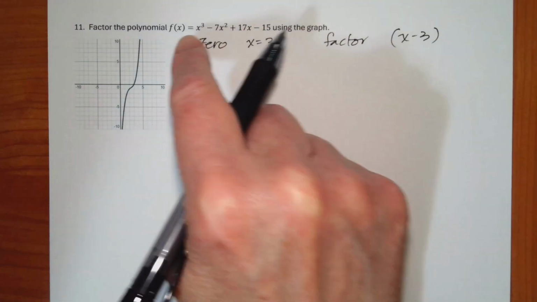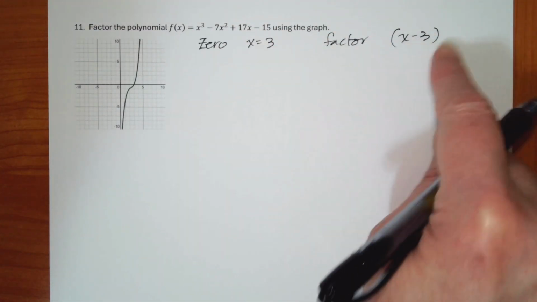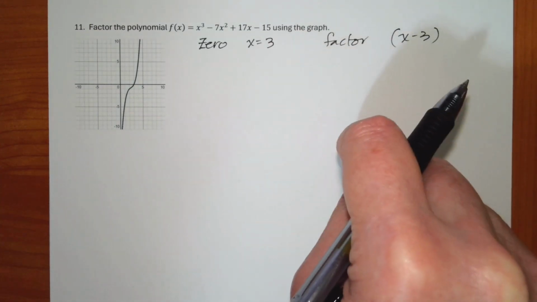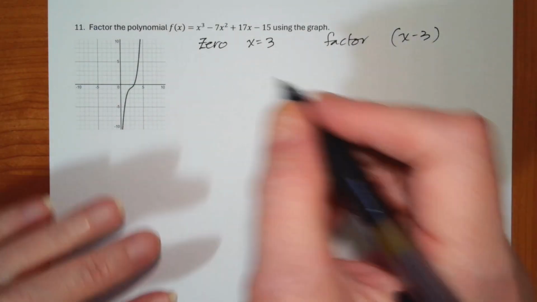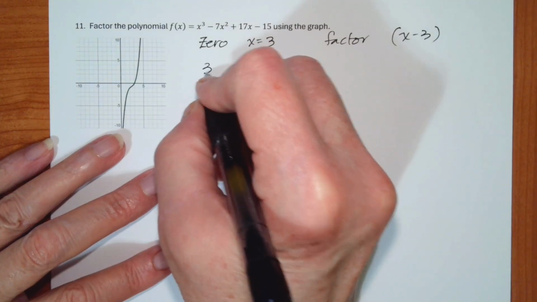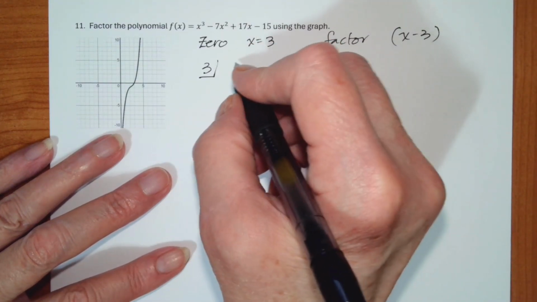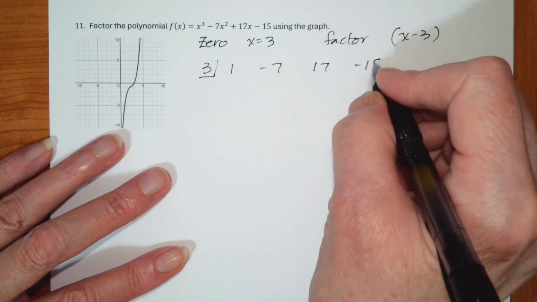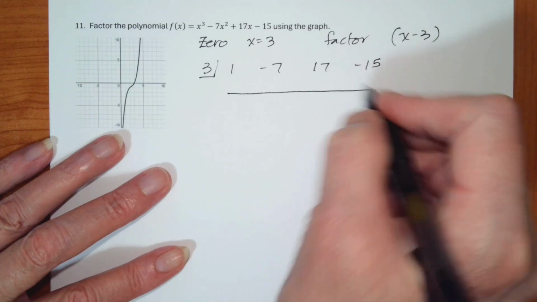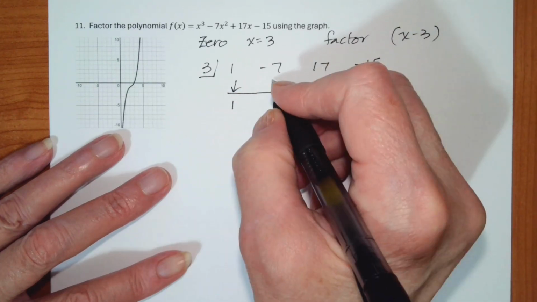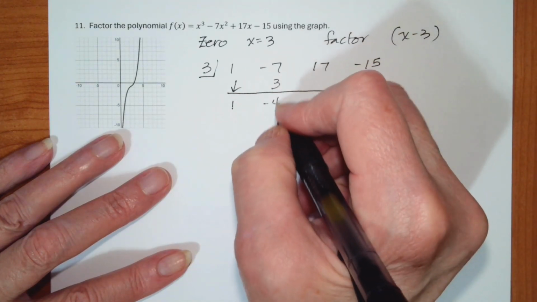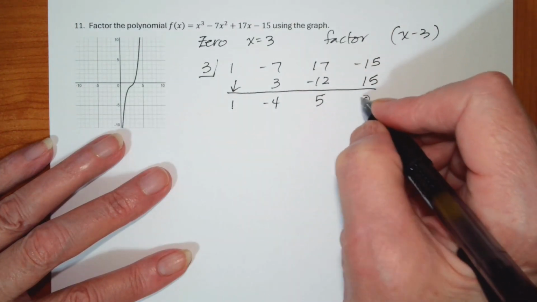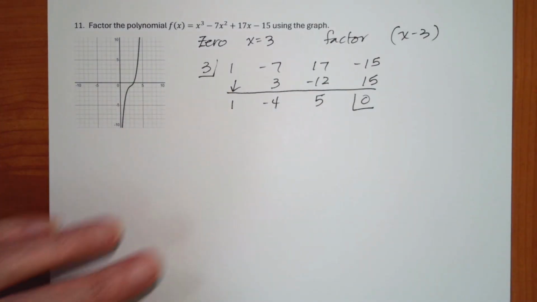All right, so that also means if I take this polynomial and divide it by 3, then that should give me a quadratic that I can solve in some other fashion. So I'm going to take 3, and let's see, I have 1, negative 7, 17, negative 15. Bring down the 1. 1 times 3 is 3. Get negative 4, negative 12, 5, 15, and 0. Okay, so that confirms that 3 is a factor.